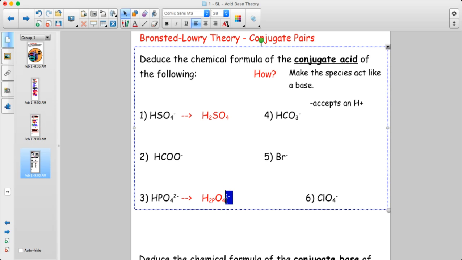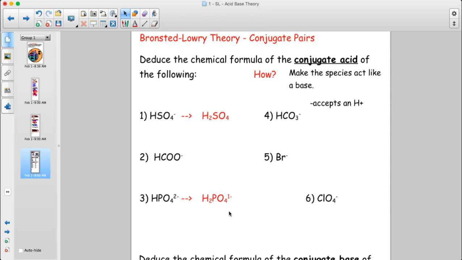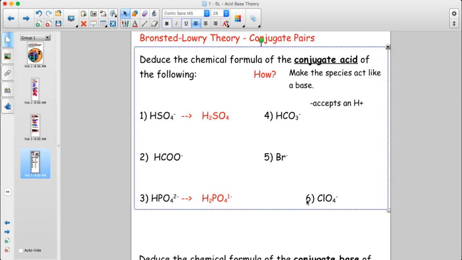Instead of going back to 0, it only gains one H at a time, and therefore its charge just goes up by 1. So I'll leave the rest for us to talk about in class, but in order to identify what something's conjugate acid would look like, you have to make it act like a base. That means you have to make it accept a proton. And now H2SO4 is the conjugate acid of this substance here.